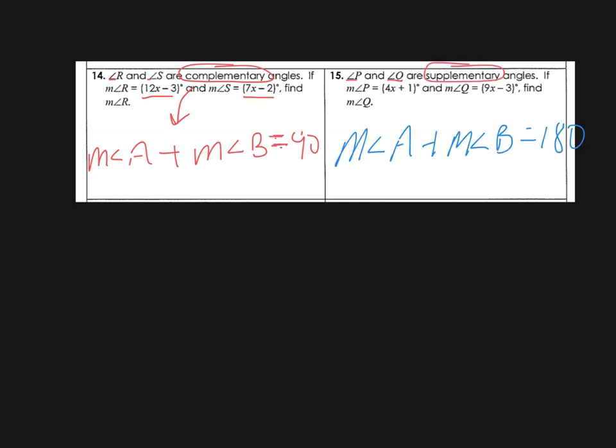Over on the right side, number 15, you have P and Q are supplementary. And supplementary means that if I add the two angles up, I get 180. So I don't really need to define them because they were already kind of defined for me. So the defining moment happened, my generic statement happened. Now I'm just going to substitute in and solve, and I'm going to really just substitute in. I'm going to leave the solving to you.